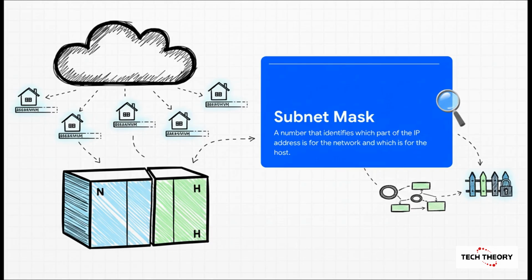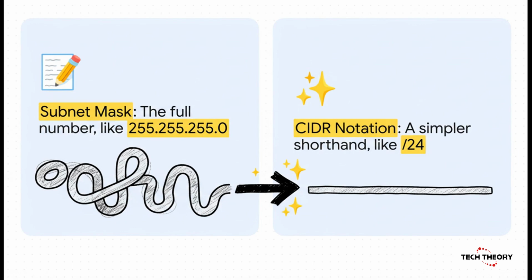255.255.255.0 is one you'll see all the time. Now, typing out 255.255.255.0 over and over is a little clunky. So network engineers came up with a much cleaner shorthand called CIDR notation. Instead of that long number, you can just write /24. It means the exact same thing, that the first 24 bits are for the network. It's just a way cooler, more efficient way to say it.